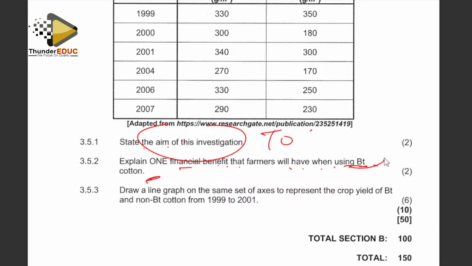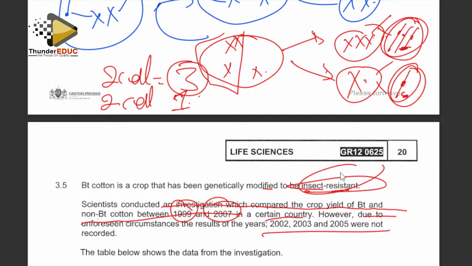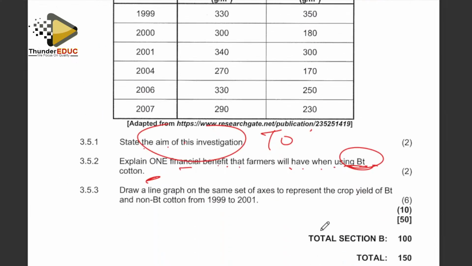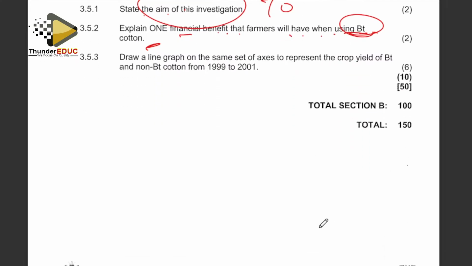Remember, this is much more resistant. Since it is much more resistant, it means that the farmer will reduce the cost of the pesticide or insecticide, because they say these are the same thing. The farmer will reduce the cost of the insecticide or pesticide application. That's it. And then now they are saying, draw the line graph.